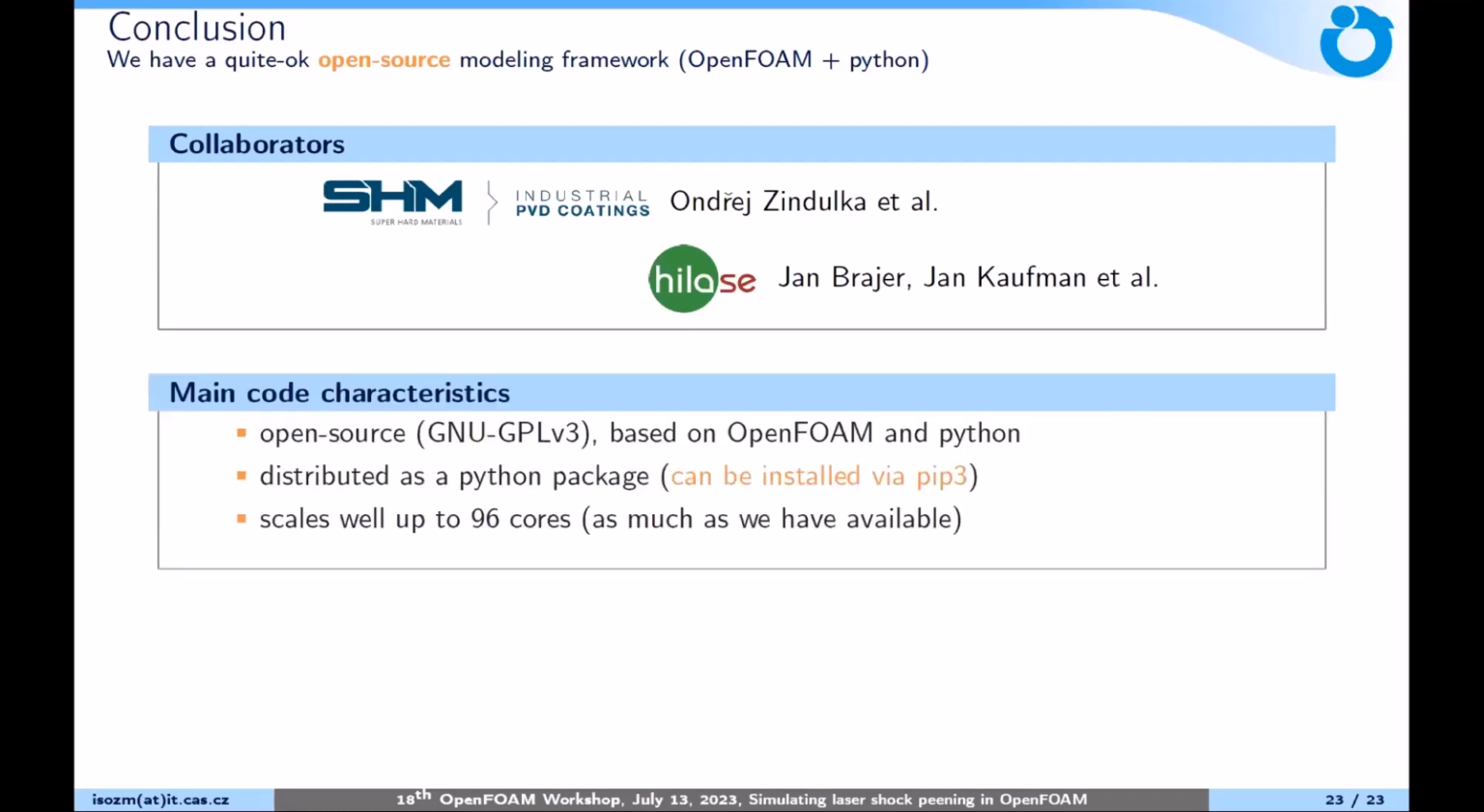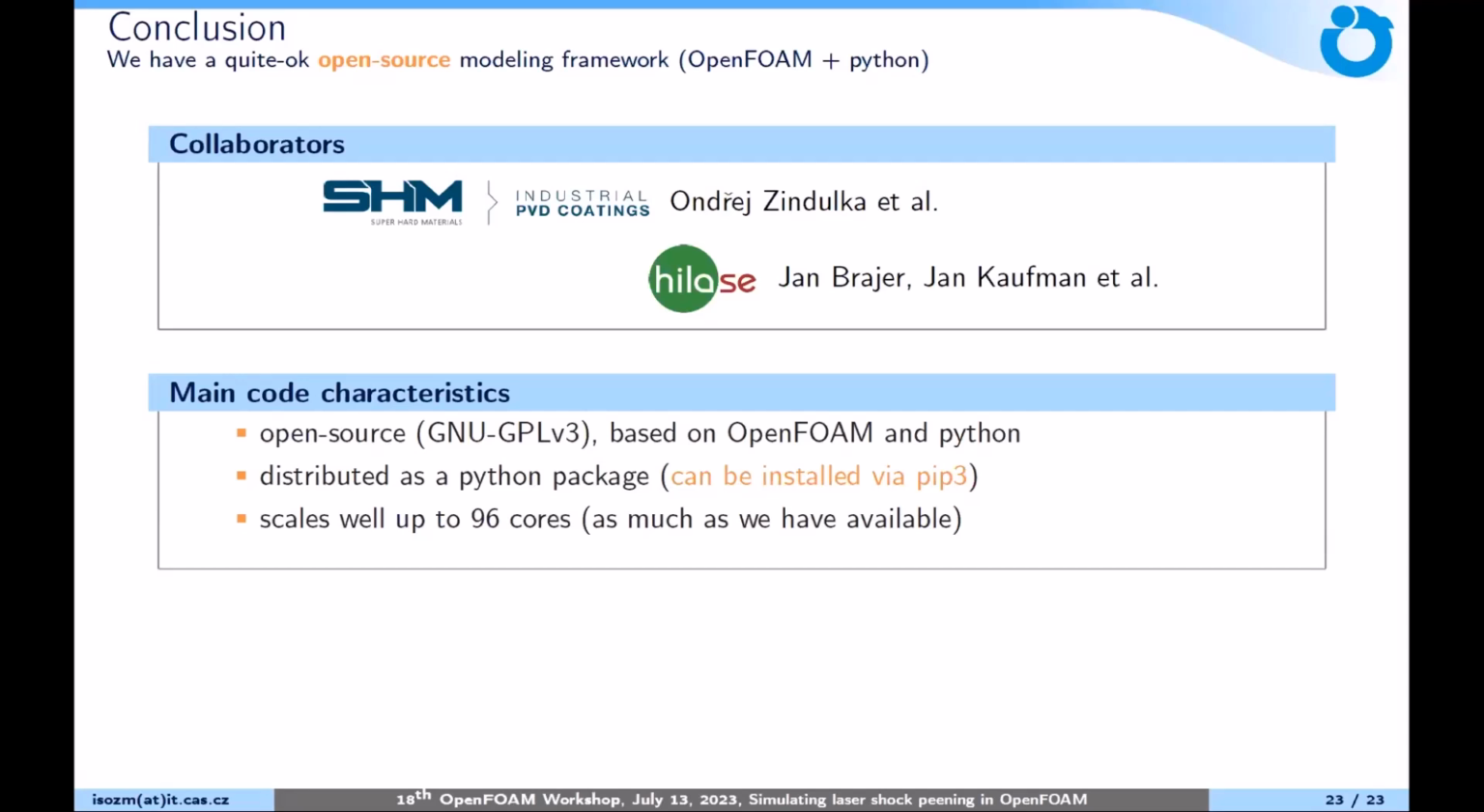So that's it. Then just a few code characteristics. Well, it's open source. It's based on OpenFOAM and Python. And at the end, we have our package, which is called PyLSP, and it's just installable through pip. So when we need to run it on a partner's computer, we just distribute the pip package. And we know that the code scales well up to 96 cores, because that's as much as we have in a single cell server. And that's it.